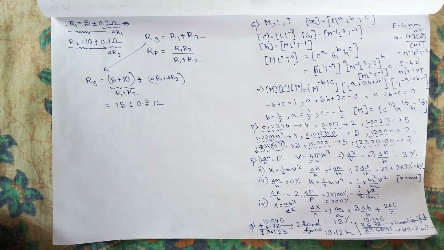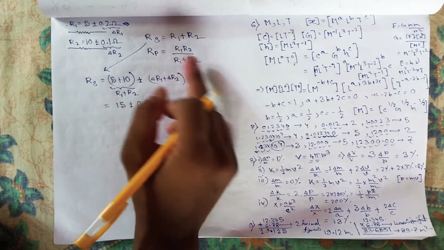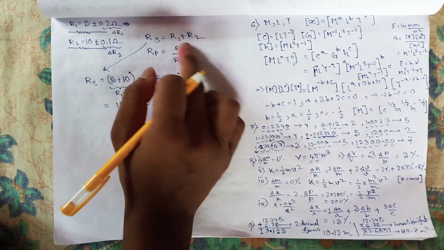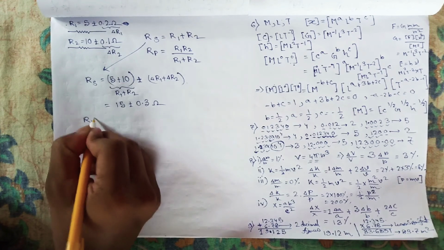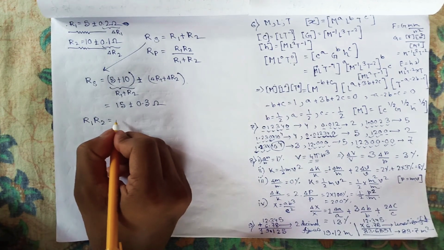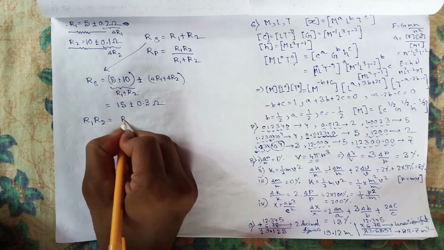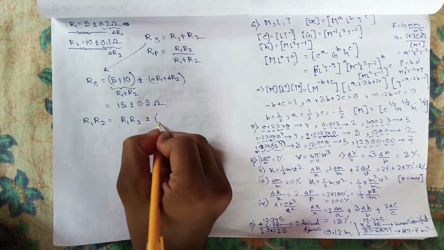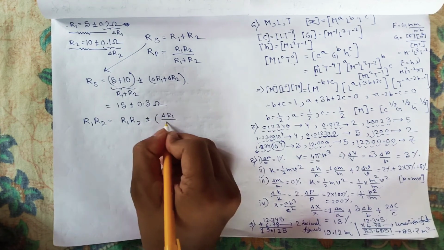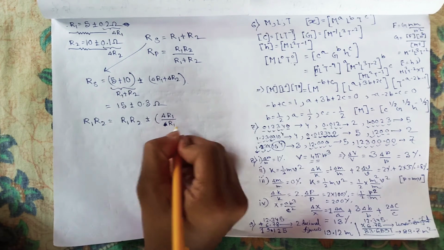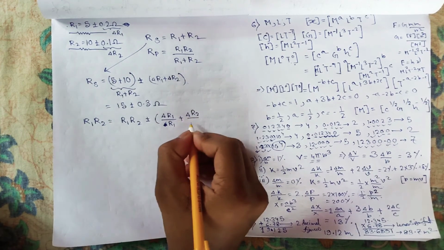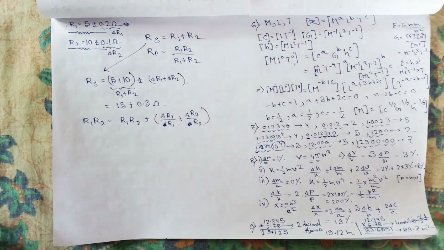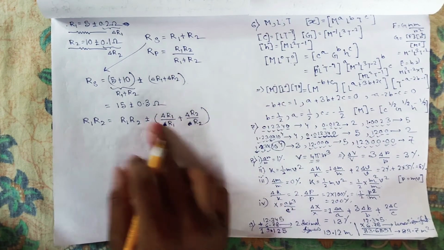Now come to the second part. It contains multiplication form, sum form, and division form. First find out R1 into R2. The error in R1 R2 will be R1 into R2 plus minus the sum of relative errors. Why relative error? Because I already said that whenever it is in product form, the relative error will be summed up.